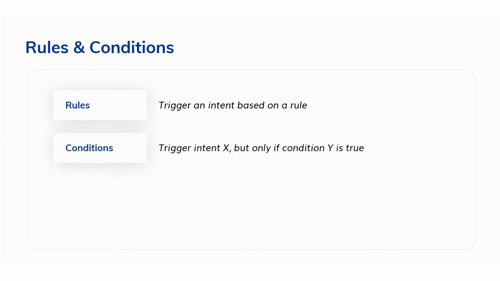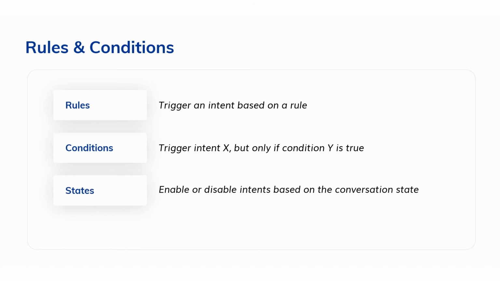The second concept are so-called conditions. Sometimes you want an intent that's been found using machine learning to be triggered, but only if a certain condition has been met. This could, of course, also apply to a rule intent, right? So you can see this as a bit of a gatekeeper. It will do the NLU, but it will not trigger the intent if the condition is not met.